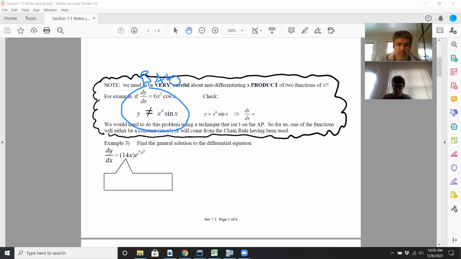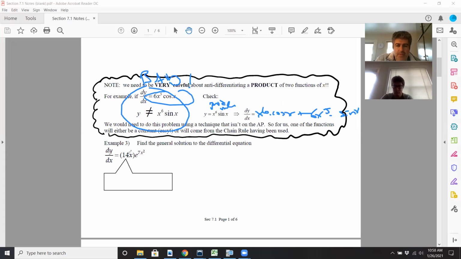Because if you took the derivative of this, you would get this. You've got to do the product rule here then. If I took a derivative of that, it'd be x^6 times cos x plus 6x^5 times sin x, which should not get us back to this right here. So you've got to be mindful about that.